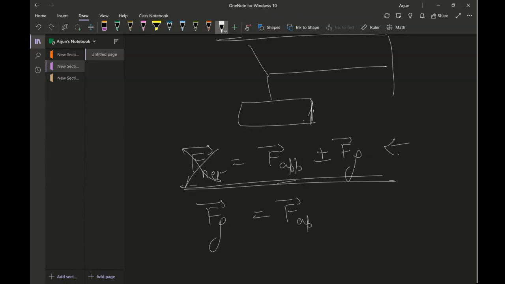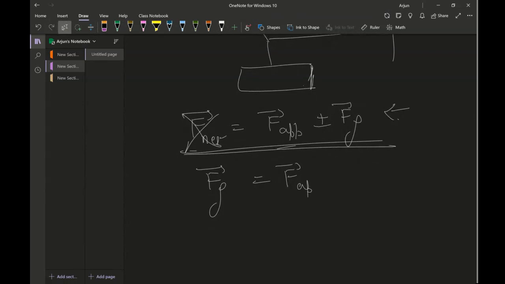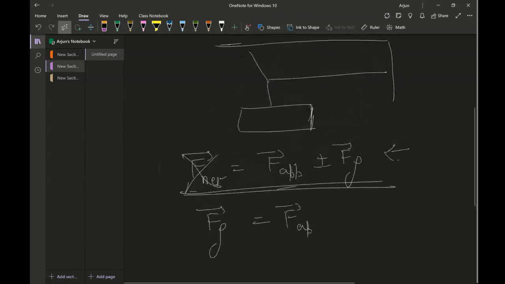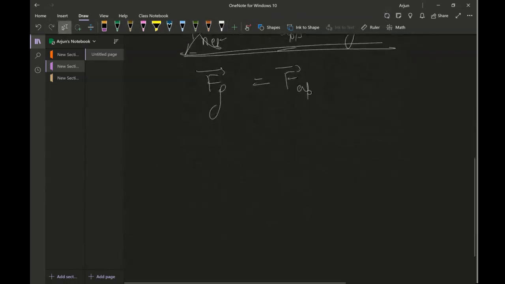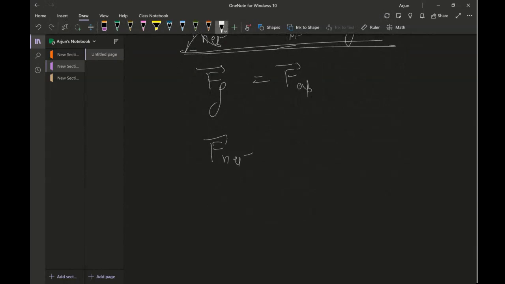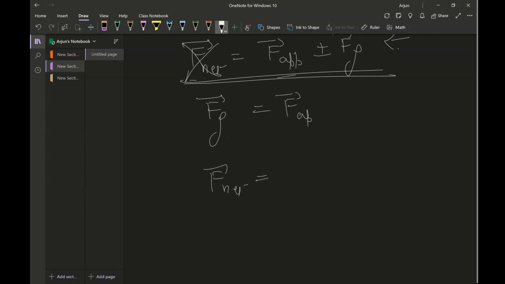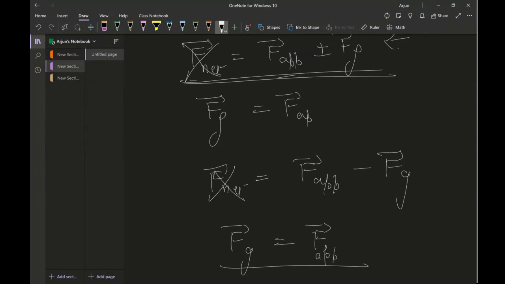All right. And then another condition will be for the vertical one, that will be force net is equal to, oops, force net is equal to force applied minus force due to gravity. And again, this is not moving, so gravitational force Fg is equal to force applied. Okay, that's how we are going to approach these questions.